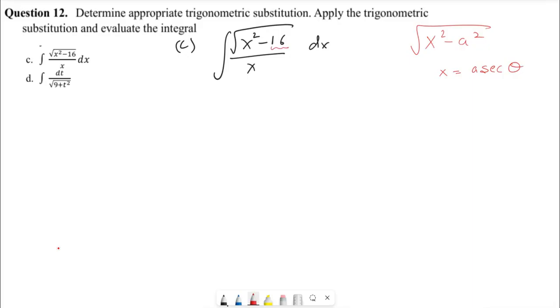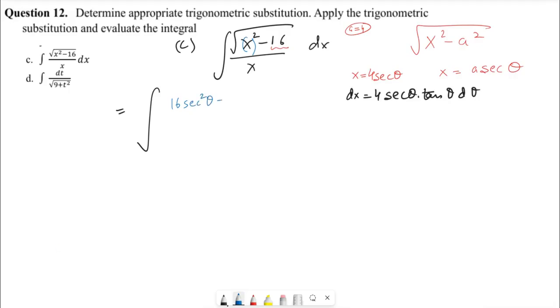In this case, a squared is 16, so a is 4. Therefore, our substitution is x equals 4 secant theta. The differential of that is 4 secant theta tangent theta d theta. So our integral, by making the substitution, in place of x we can write 4 secant theta: the square root of 16 secant squared theta minus 16, divided by 4 secant theta, times dx, which can be replaced by 4 secant theta tangent theta d theta.